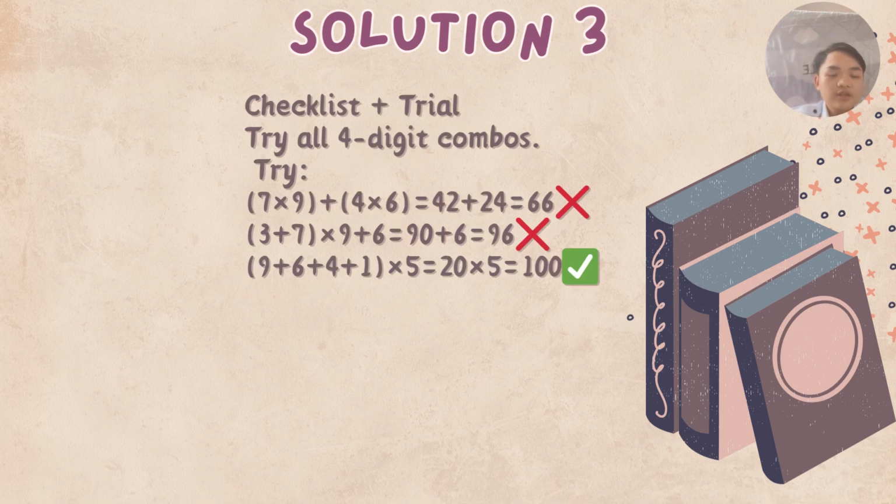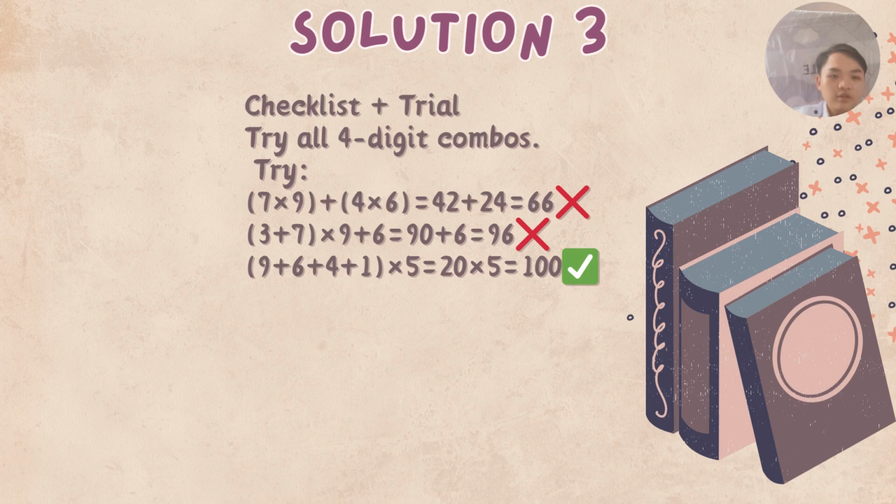Solution 3 is using a checklist and trial and error. We can try all the 4-digit combinations. First we try 7 times 9 plus 4 times 6, and we get 42 plus 24 equals 66, so this is the wrong combination. After this, we try 3 plus 7 times 9 plus 6, and we get 10 times 9 plus 6. After we multiply, we get 90 plus 6 equals 96. This is almost 100, but it's still wrong.